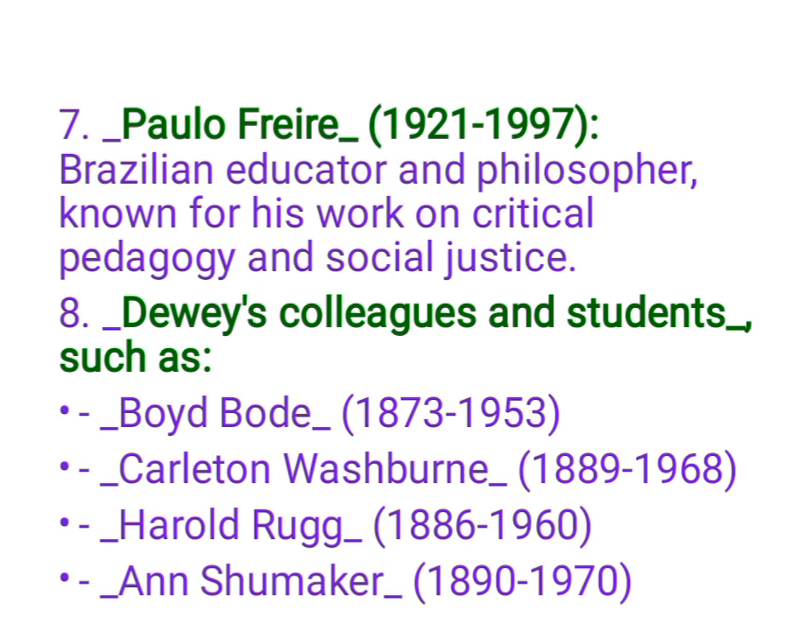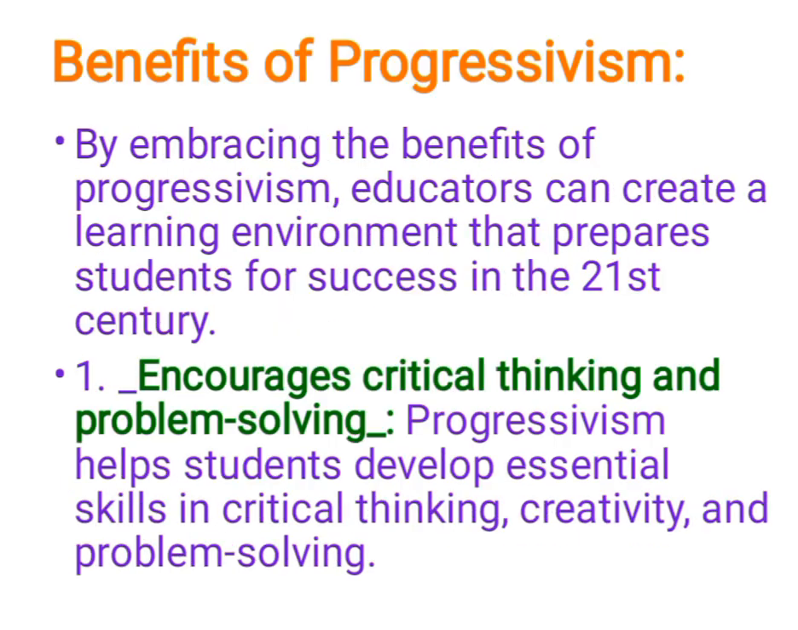Then we have Dewey's colleagues and students such as Boyd Bode. These are the ones that adapted Dewey's theory. Boyd Bode, Carleton Washburne, Harold Rugg, and Ann Shumaker.